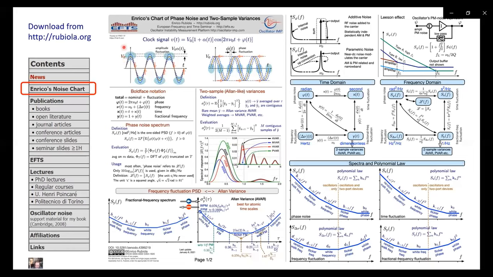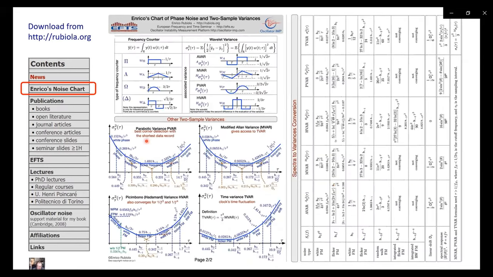This is a thing that you may really like if you work in a laboratory. This is a reference chart containing most formula relationships, power law, and so on you may find in practical laboratory work, including frequency counters, wavelet for Allan variances, and all formulas of conversion from spectra to Allan variances. You can download it from my homepage, and this is totally free.